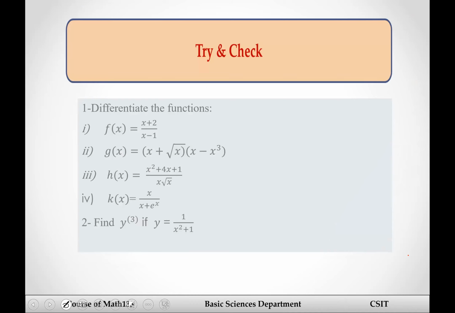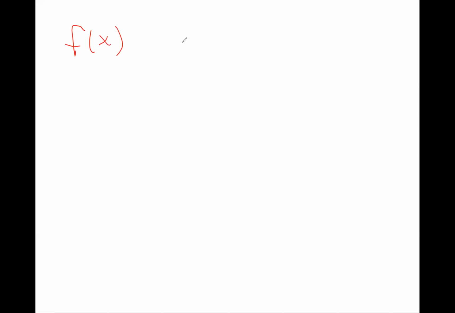Okay, we'll end this part by the try and check examples. So the first thing, I will compute the derivative of (x + 2) over (x - 1). I will use for that the whiteboard. So here is the whiteboard. Then my function is f of x equal to (x + 2) over (x - 1).